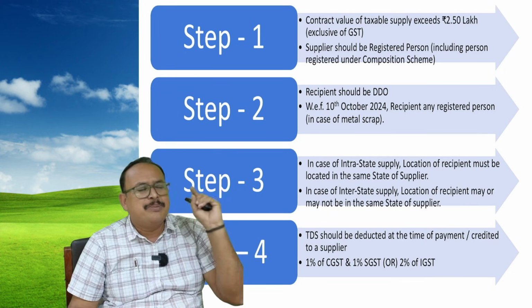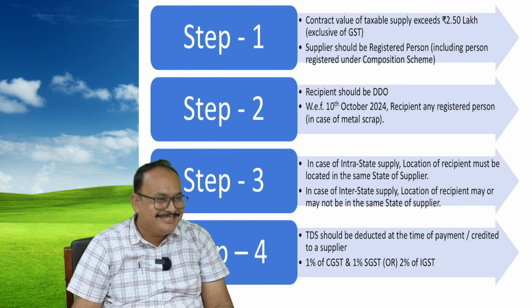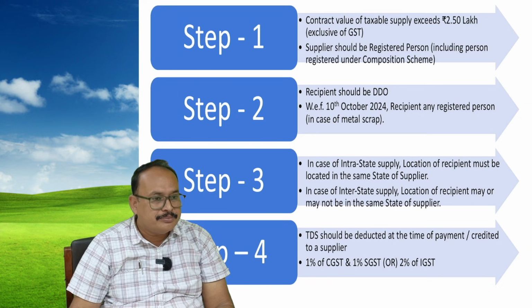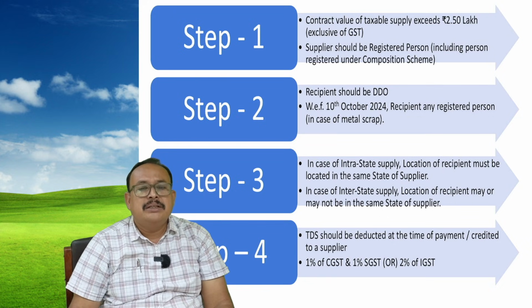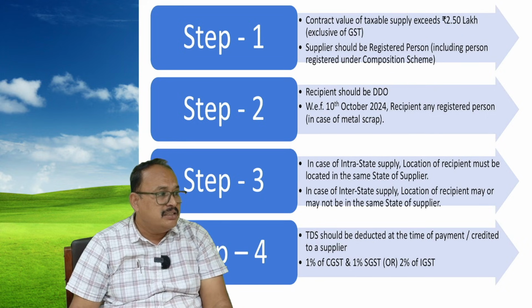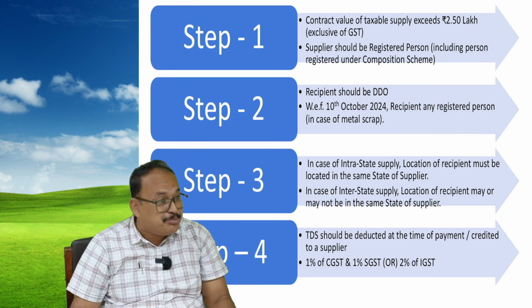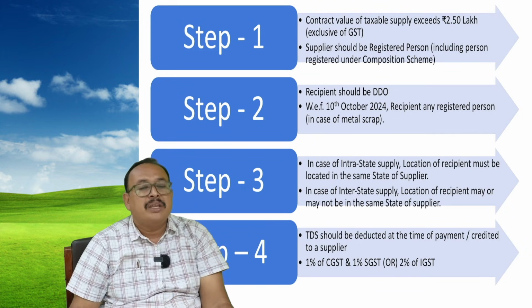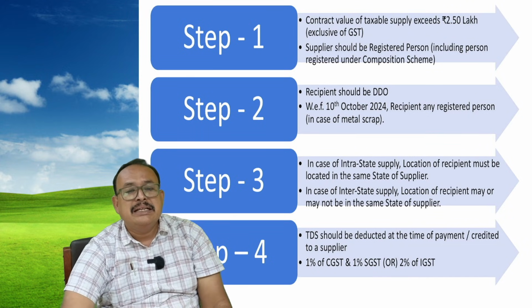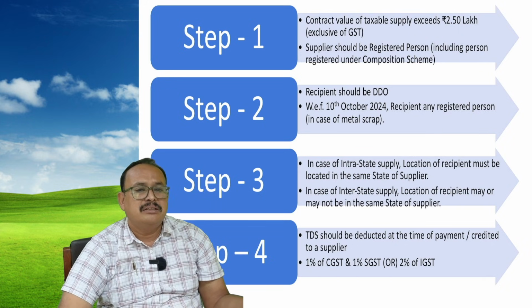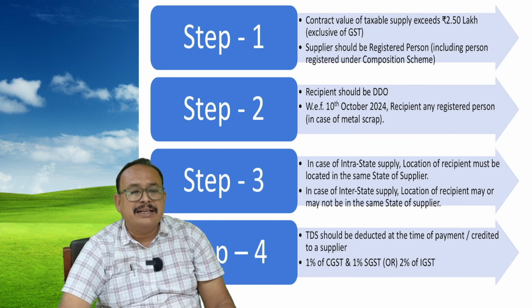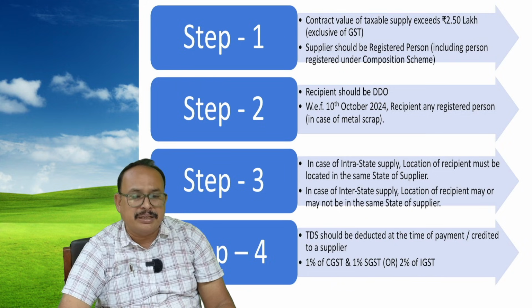Is that clear? Further, in step 3, what was the first point? In intrastate supply, the location of the recipient must be in the same state as the supplier. One more point: in case of interstate supply, the location of the recipient may or may not be in the same state as the supplier. Step 4: TDS should be deducted at the time of payment or credit to the supplier.